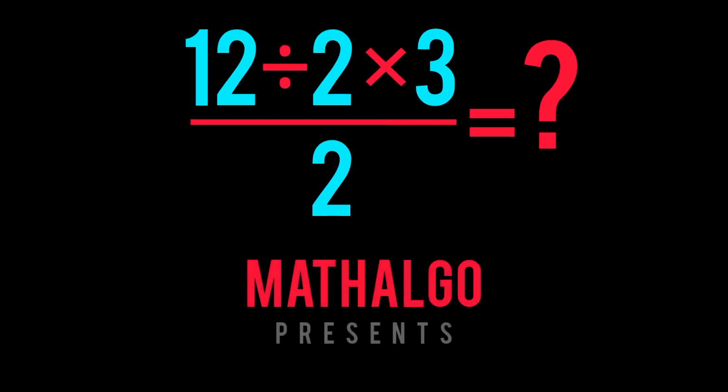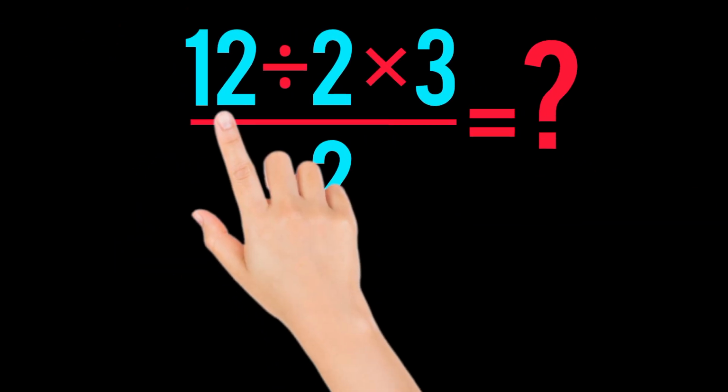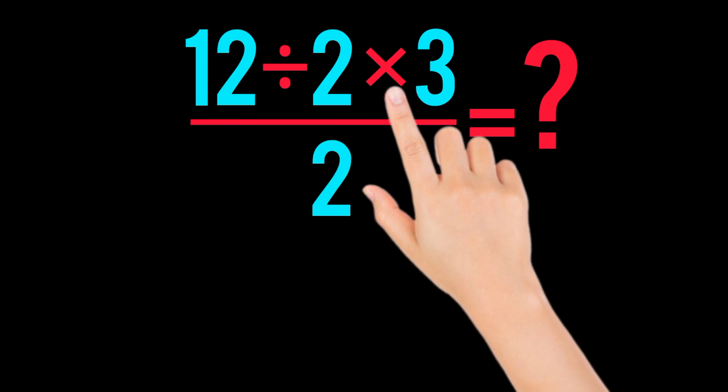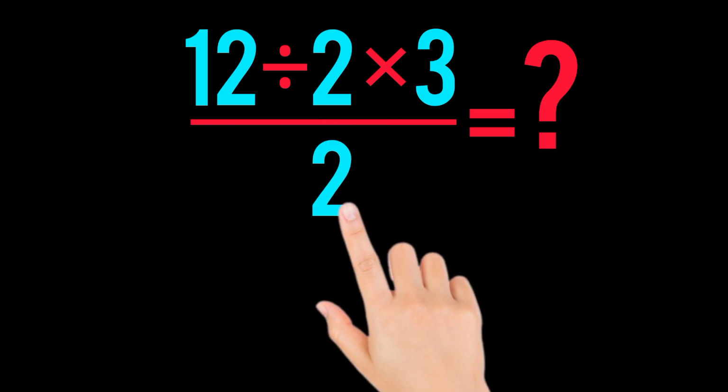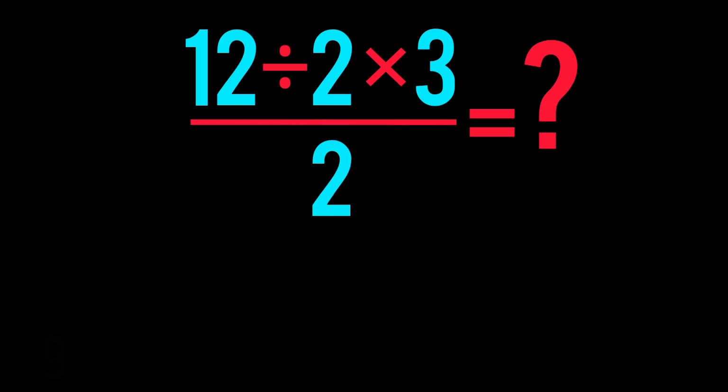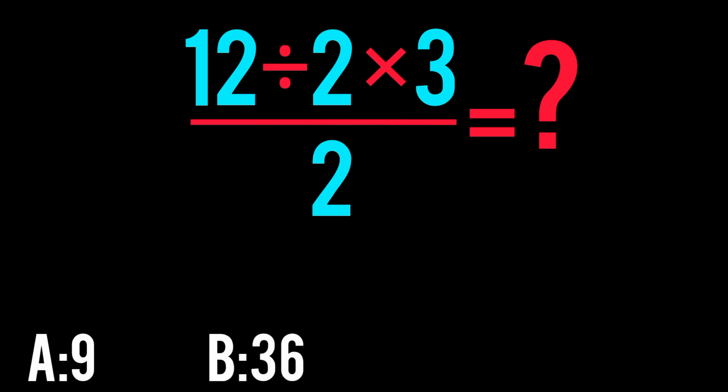If you get this wrong, you're in the 95% group. Let's see if you can escape it. Here's the problem. 12 divided by 2 multiplied by 3, all divided by 2. Your options are 9, 36, 4, or 1.